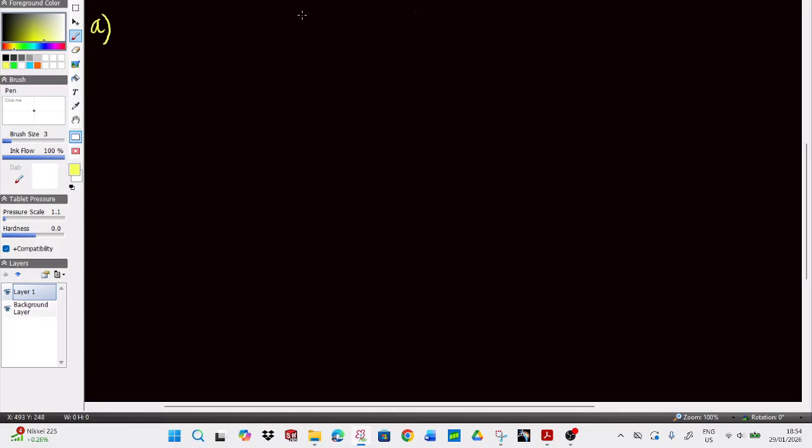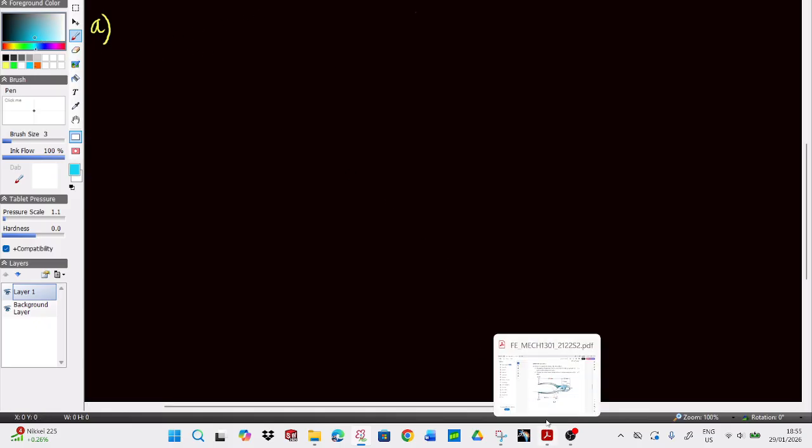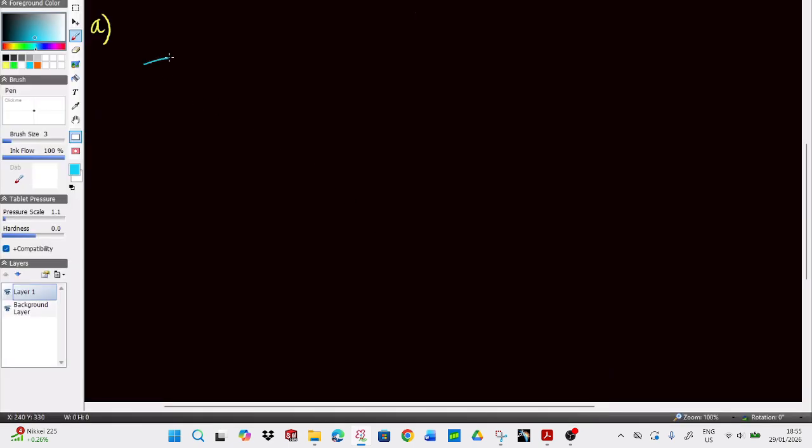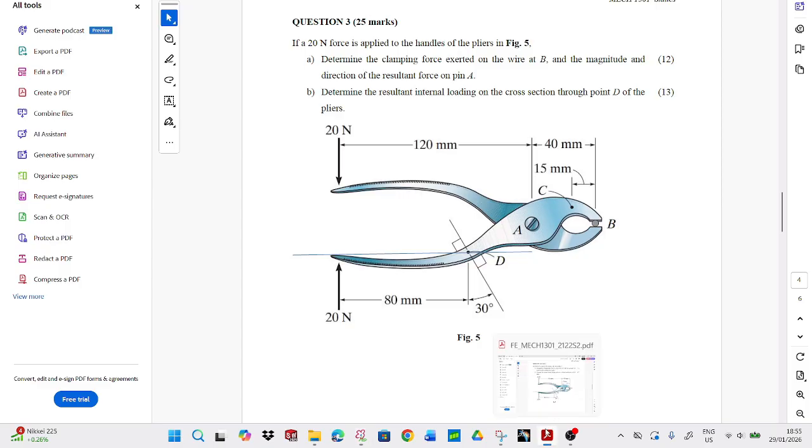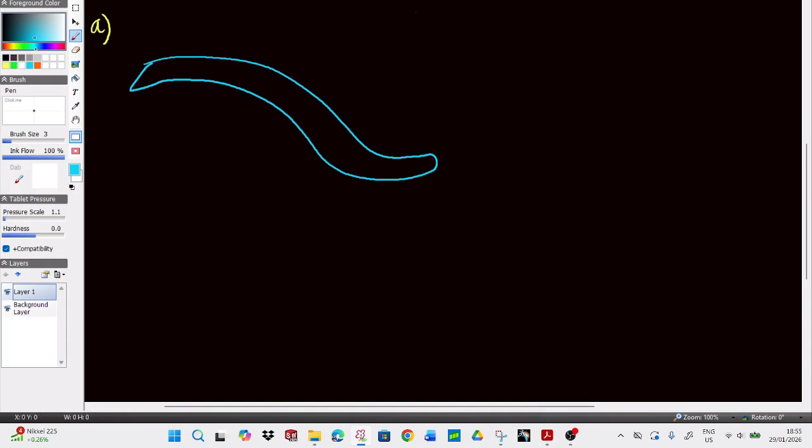All right, so let me draw the pliers. Let me see the shape first. The general shape's like this. Something like this. It's kind of close, and you can probably modify it a little bit. And yeah, you just draw it like so.